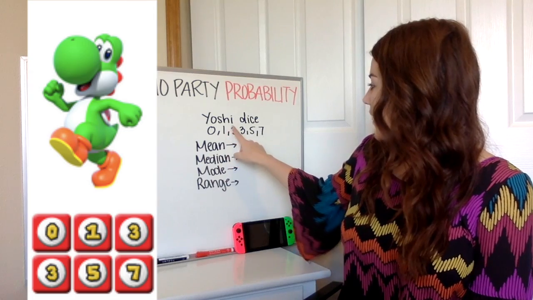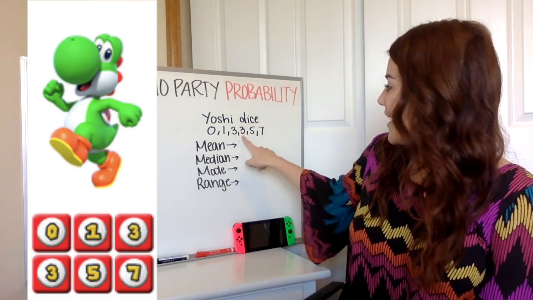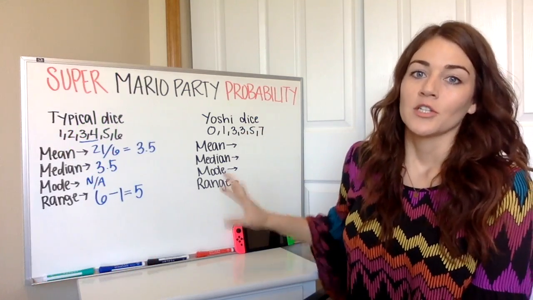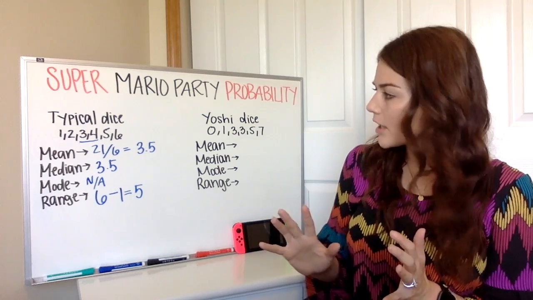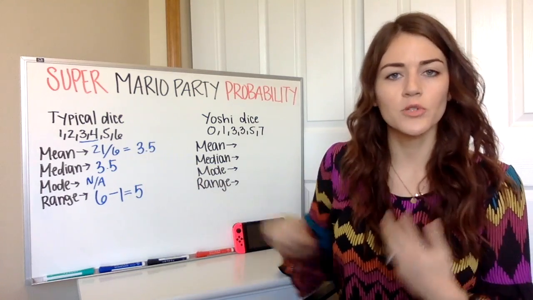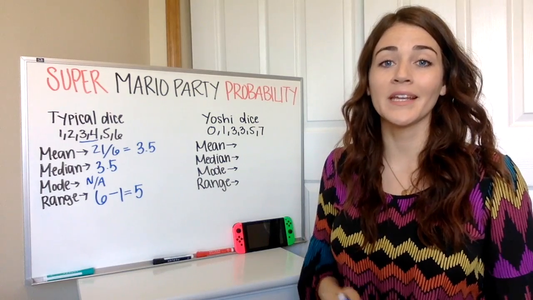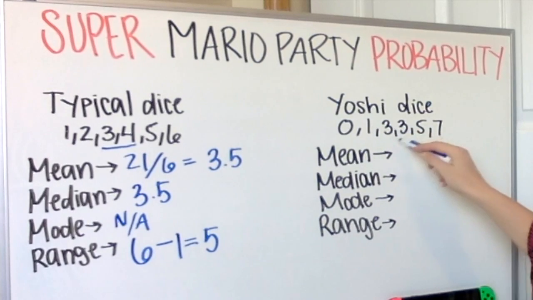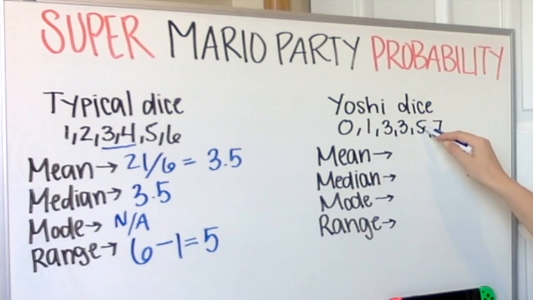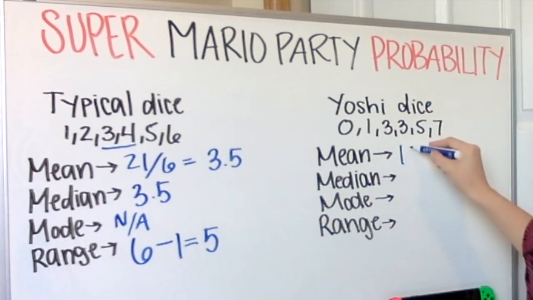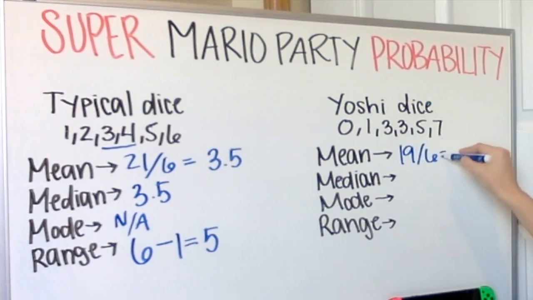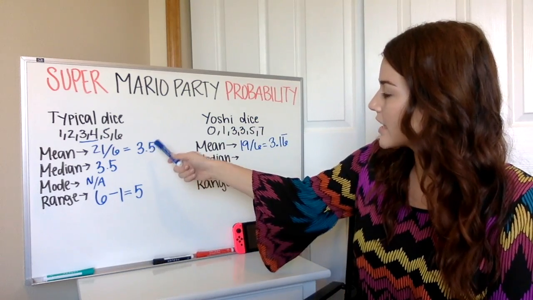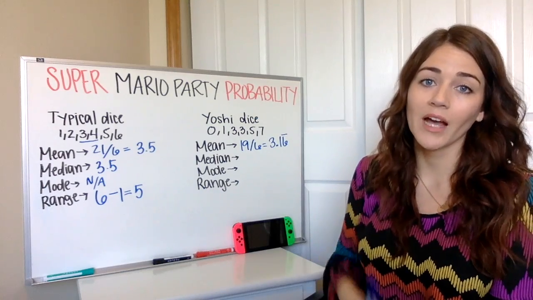As you can see, instead of having a 2, he has a 0. And instead of a 4, he has an extra 3. And instead of a 6, he has a 7. So it's slightly different, but still should end up, I would predict, pretty close to a typical dice. Remember, your mean is your average. Add them all up, divide by 6. 1 plus 3 is 4, plus 3 is 7, plus 5 is 12, plus 7 is 19, divided by 6. 3.16 repeating. If you compare that to the typical dice, it is slightly below the average of that.